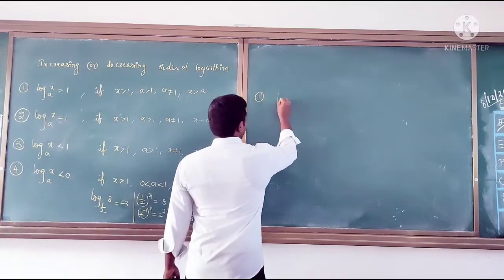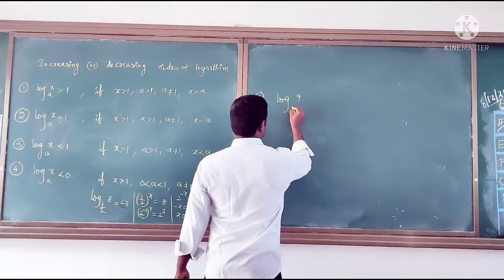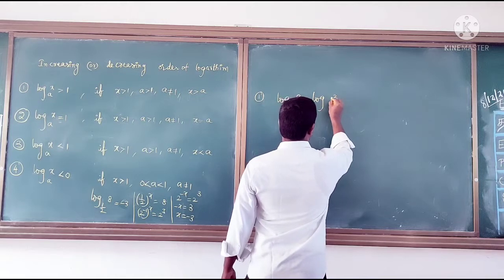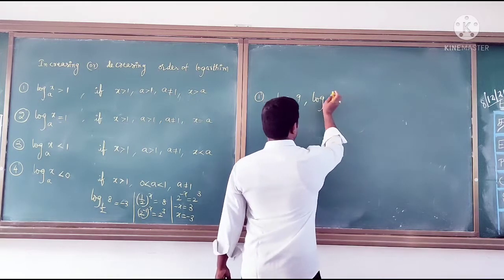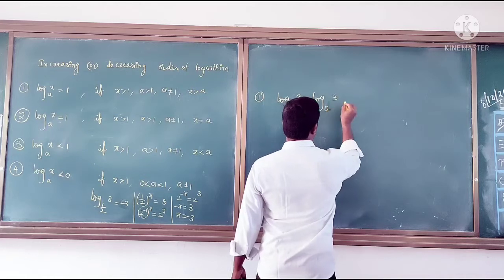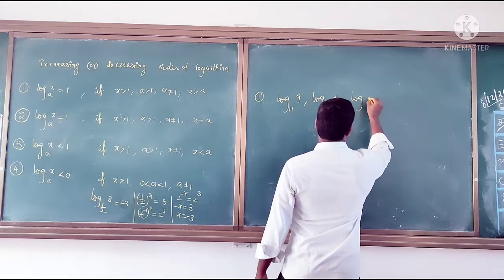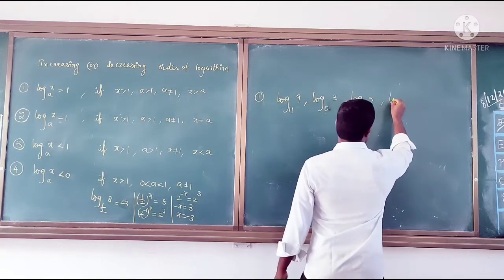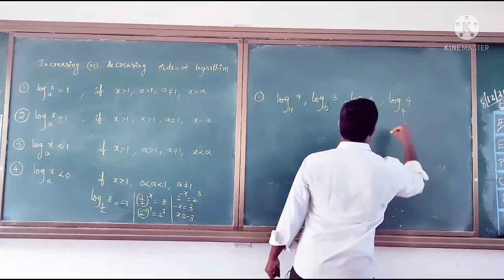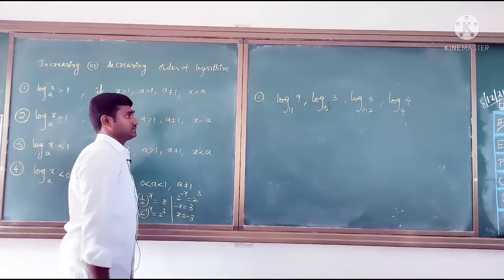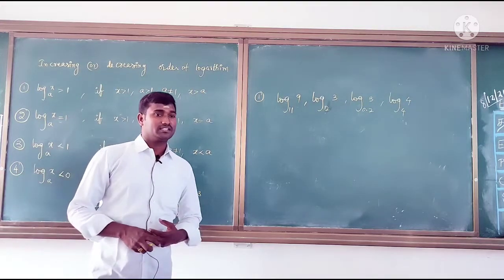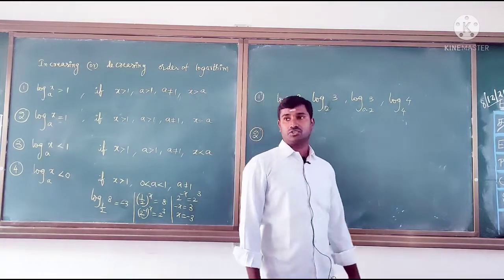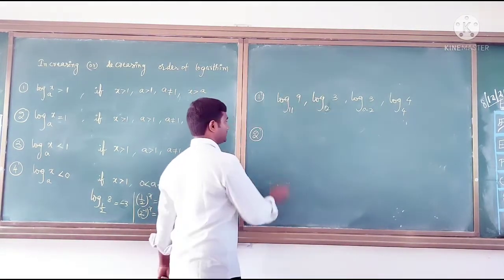First question: log 9 to the base 11, log 3 to the base 4, log 3 to the base 0.2, log 4 to the base 4. Arrange the given logarithmic numbers in the ascending order. What is meant by ascending order? Smallest to bigger. So small to greatest.